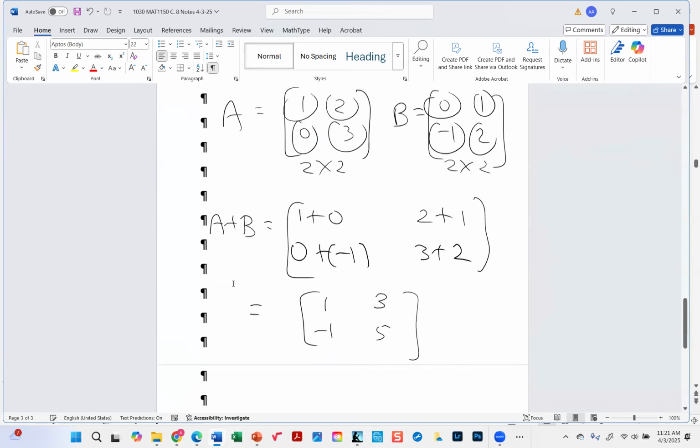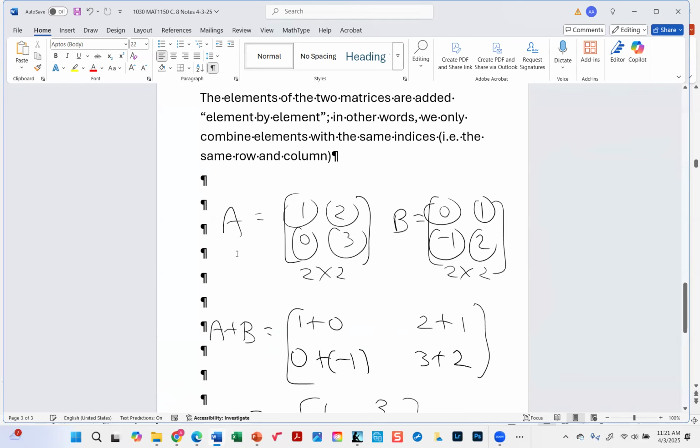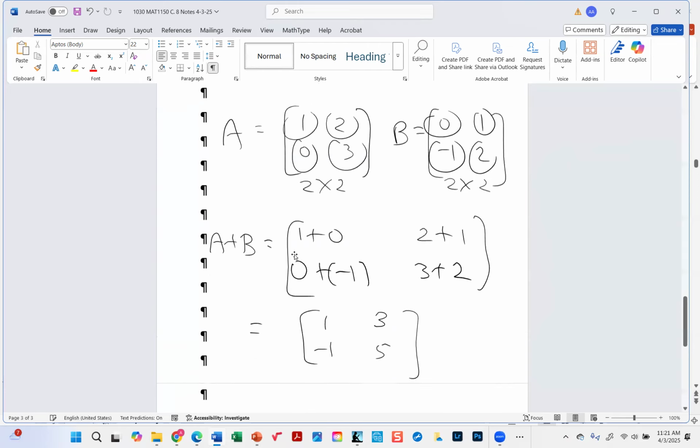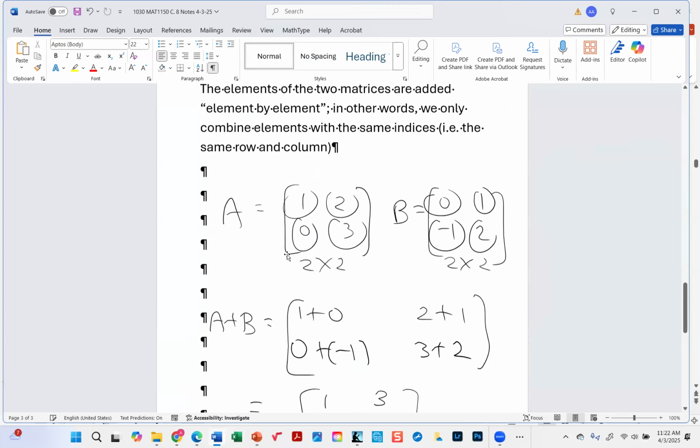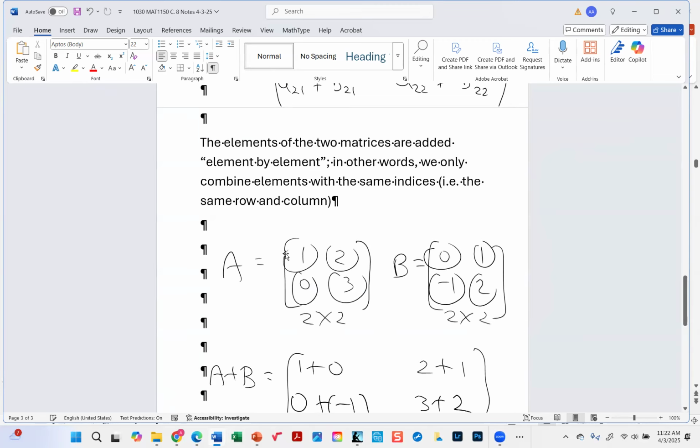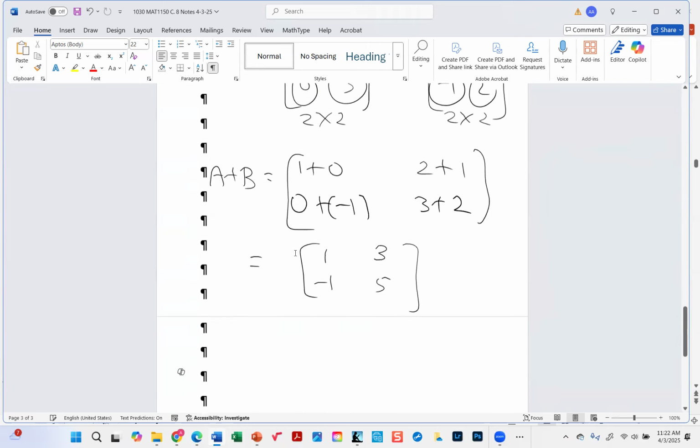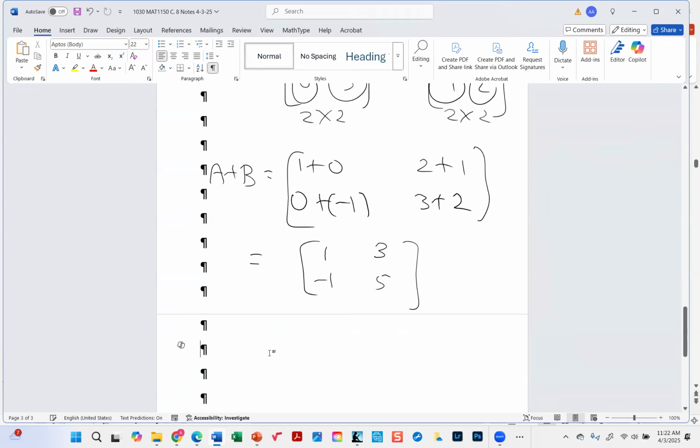Okay, and of course, I could also do the same thing with subtraction. This time I'd be subtracting instead of adding, but it's the same basic setup. So matrix addition and subtraction is easy, but the matrices have to have the same dimensions. Another thing we can do easily with matrices is scalar multiplication.